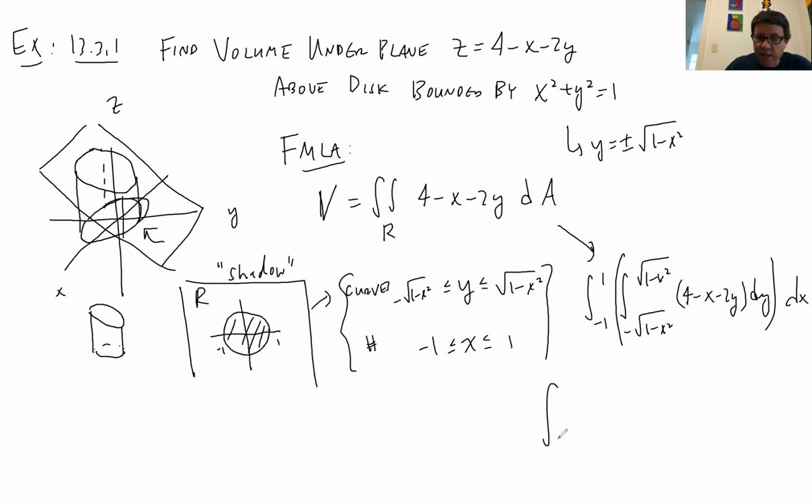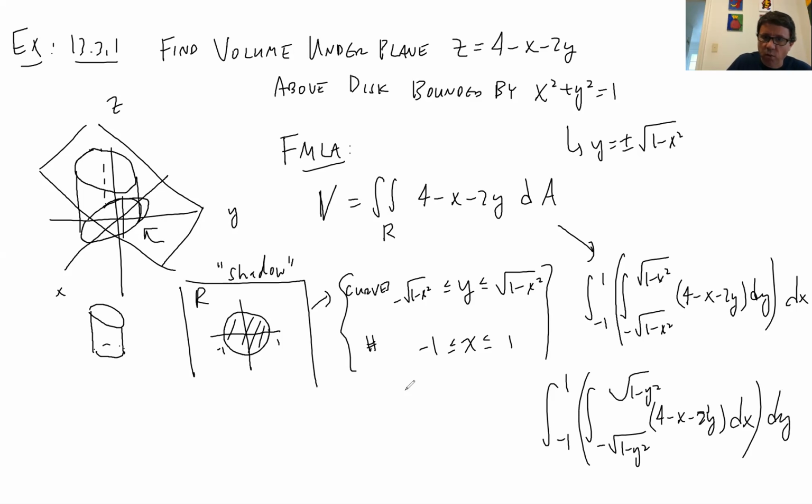For completeness, it's also the integral from negative 1 to 1 of negative square root of 1 minus y squared up to the square root of 1 minus y squared of 4 minus x minus 2y, and then dx and then dy. So if you reversed it and thought left and right with curves and numbers are up and down, that's the other rectangular one. So you could do it, but I think it's good to practice the polar stuff.